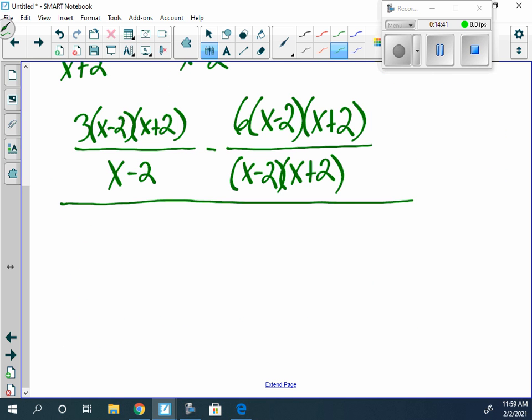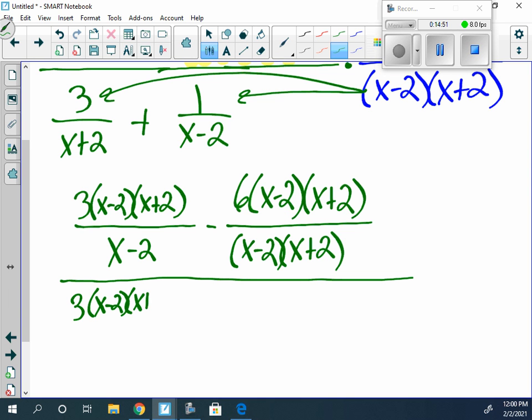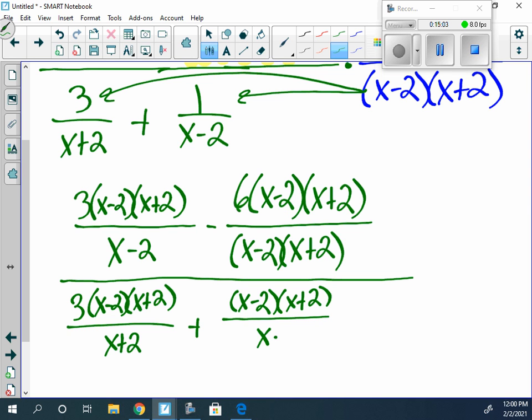Now we're going to do the same thing with the denominators, multiplying these by the top two numbers. So I have 3 times x minus 2 times x plus 2 over x plus 2, plus, well, it's just going to be x minus 2 times x plus 2 because it's being multiplied by 1 over x minus 2.